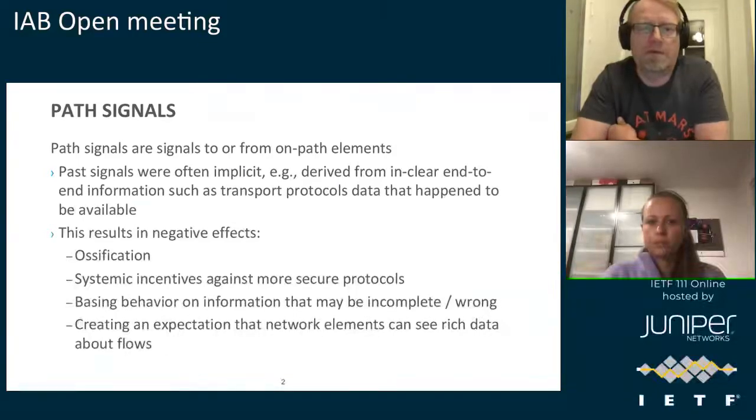Also, you might be basing behavior in the network on information that could be incomplete or wrong, primarily because it wasn't really designed to be read in the network. And also, if you have this kind of setup, then you create an expectation that network elements can see rich data about flows passing through them, and that's not the reality that we're living in now or will be living in. So, not the right signal to send or expectation to have. Next slide, please.